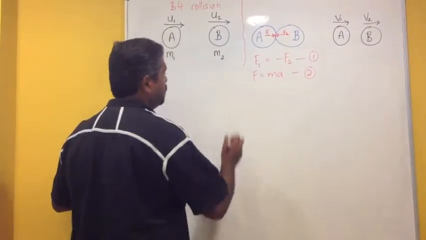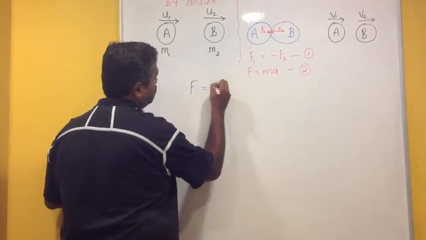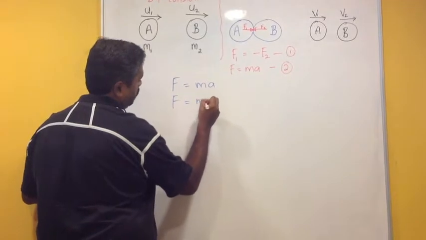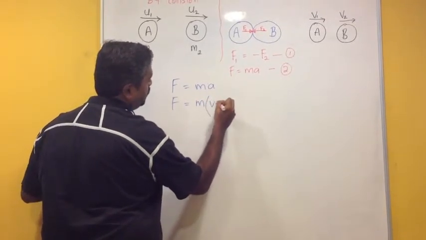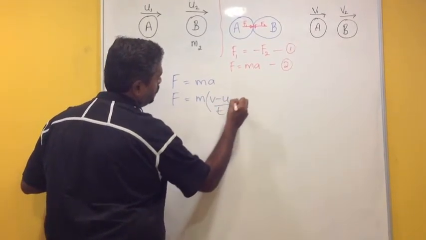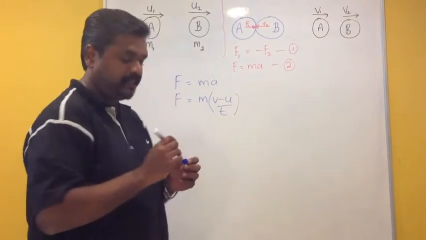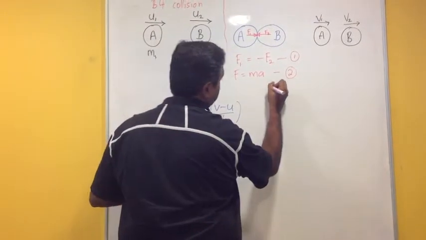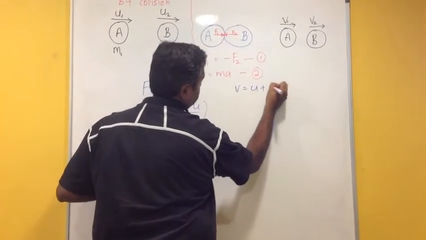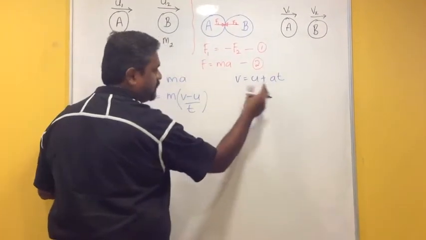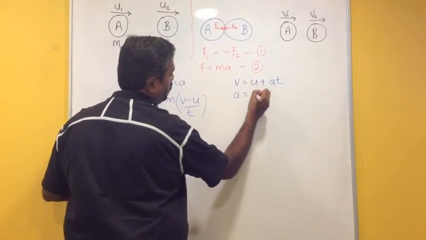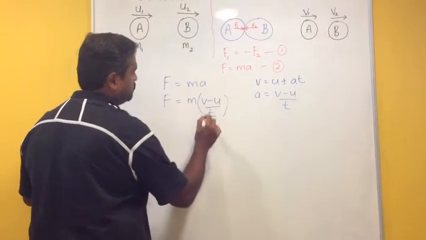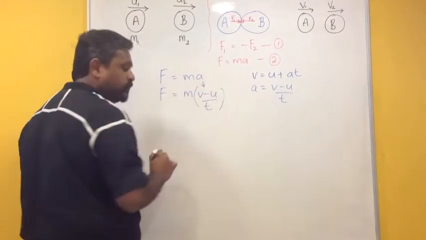Okay, so F equals ma. F equals m(v minus u)/t. I'm sure you recall that in rectilinear kinematic motion, there is an equation which states v equals u plus at. Rearranging this equation and making a the subject will give you a equals (v minus u)/t, which is what I got here, a as (v minus u)/t.